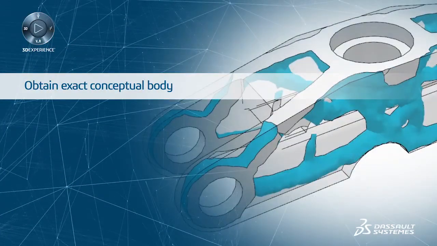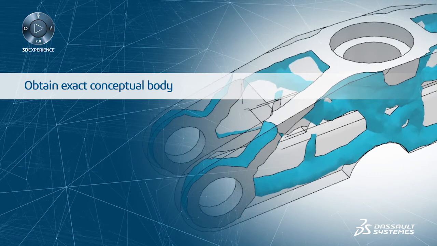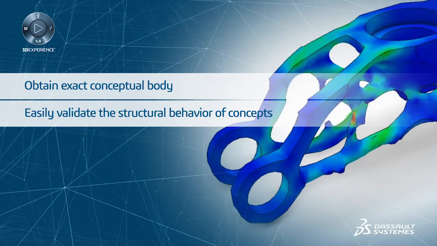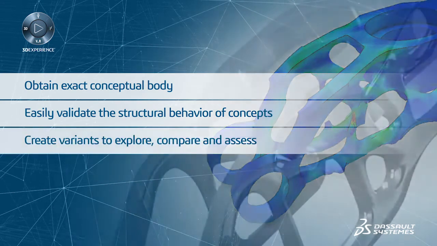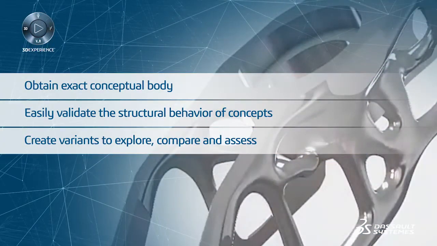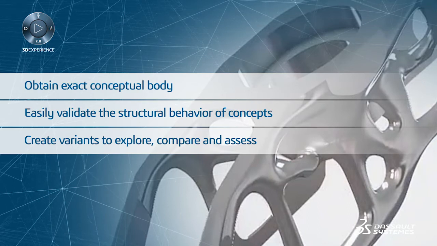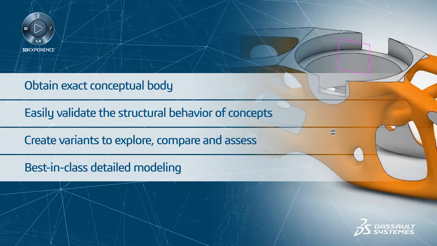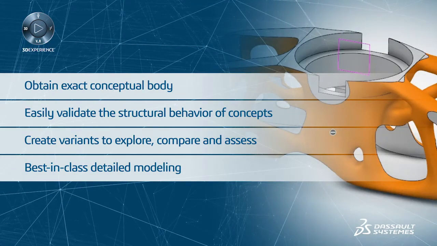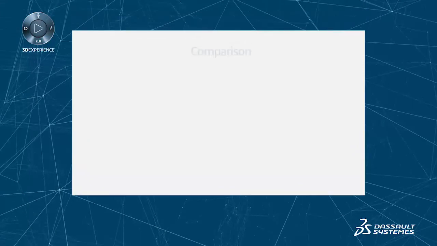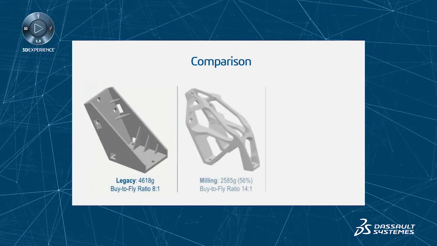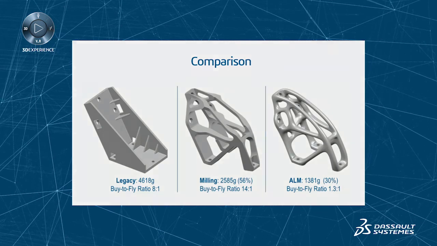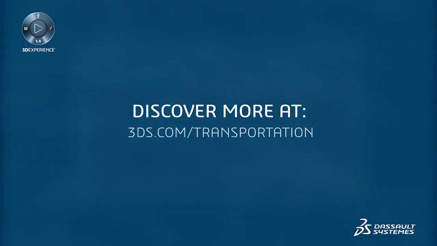Density map display can be adjusted to refine the result and obtain an exact conceptual body. Easily validate the structural behavior of concepts. Create variants to explore, compare, and assess different configurations against KPIs and select the best concept. Best-in-class detailed modeling simplifies part refinement. All of these benefits combine to make Catia a unique solution that delivers real competitive advantage to fulfill today's industry needs. That brings us to the end of this brief webinar.